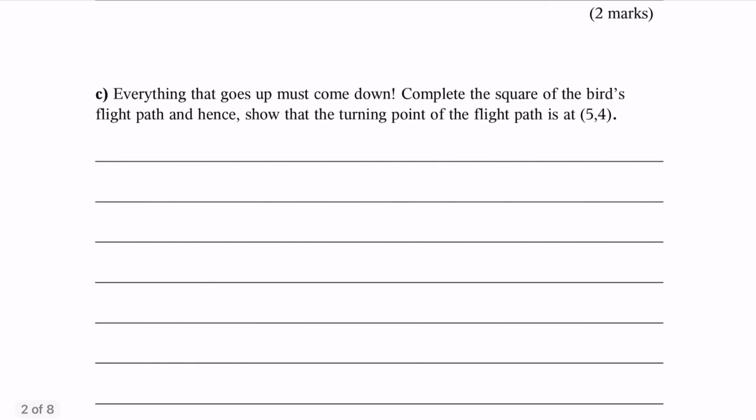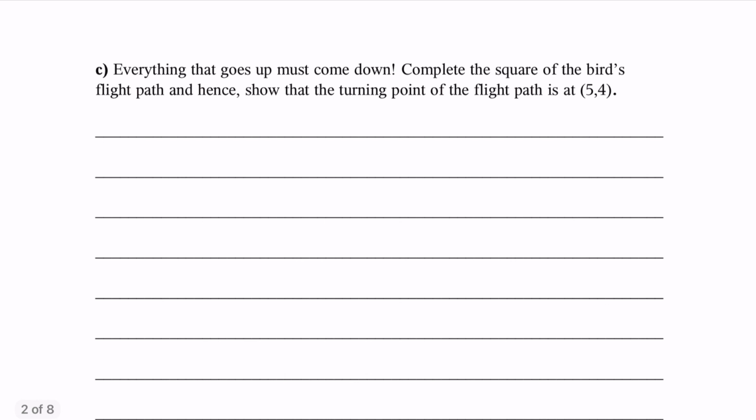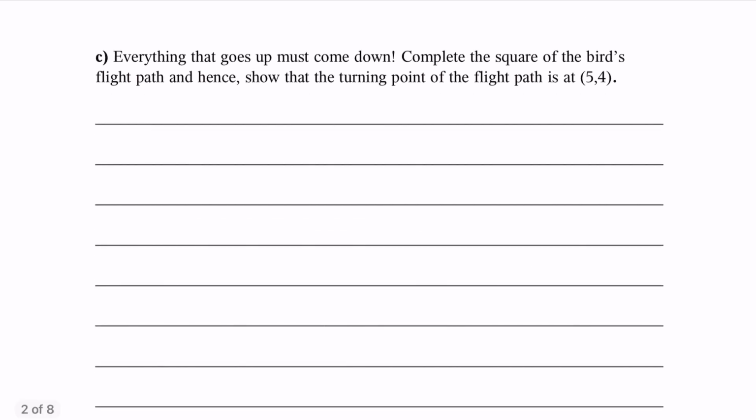Okay, next one. Everything that goes up must come down. Complete the square of the bird's flight path and hence show that the turning point is at 5, 4. So this is another example of that show that. It's wanting you to prove that the turning point is at 5, 4. It's not saying use it. It's saying start somewhere else and then prove to me that that turning point is 5, 4.